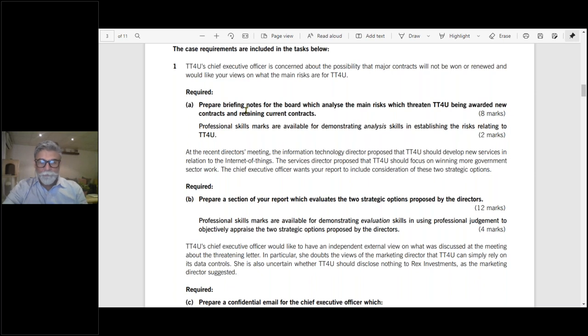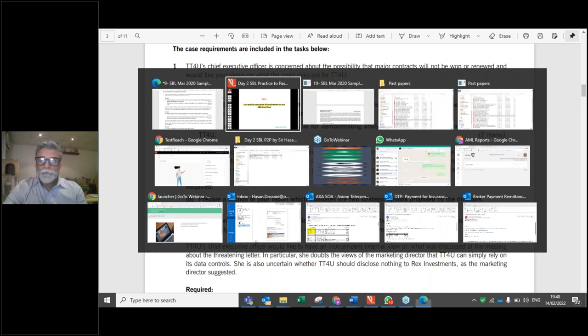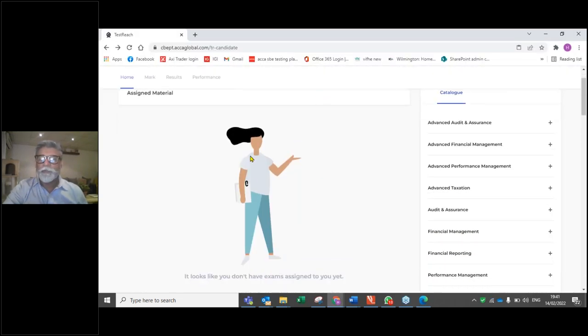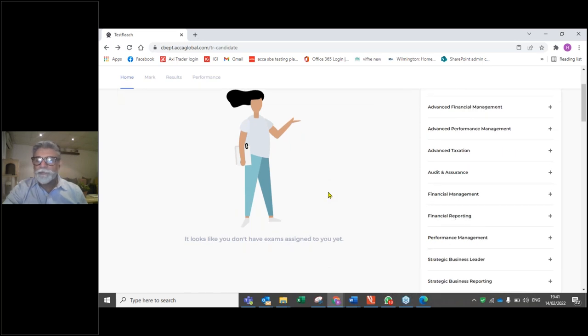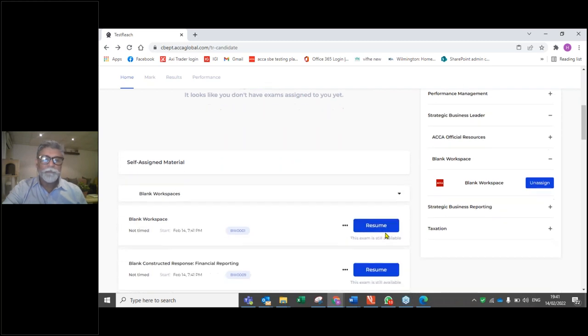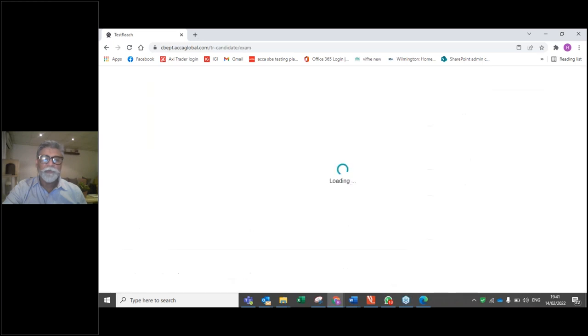So let me open up the CBE platform. Here, where is Strategic Business Leader? Here, I will click on SBL. There is official resources, and underneath that, there is blank workspace. I will click on blank workspace. I already have it open here. I will click on this one, and I will say resume.